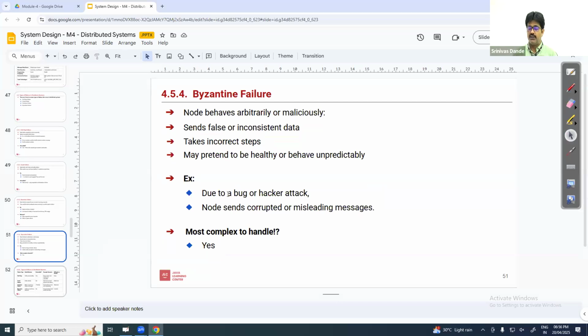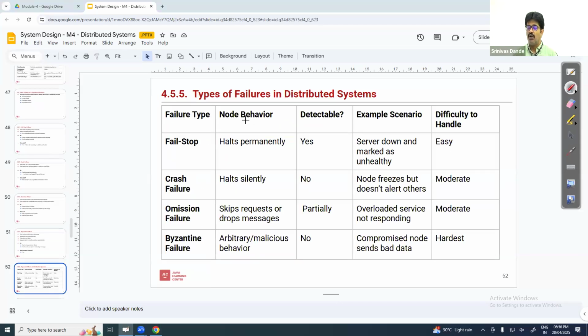And let's do all the comparison in one place. Node behavior: fail stop halts permanently, gone. Crash failure, halts silently. Omission failure, skips requests or drops messages. It is running, but it is just skipping. Byzantine failure, arbitrary behavior. Detectable? Crash failure, no, not immediately, additional things are needed. Omission failure, partially you can detect. Byzantine failure, no, immediately we can't detect that.